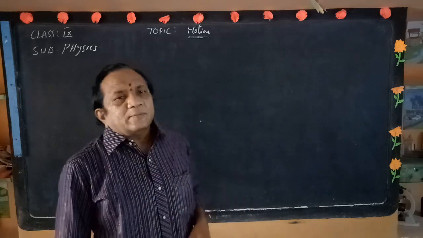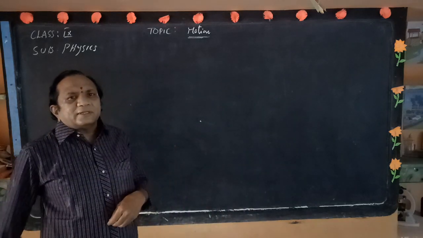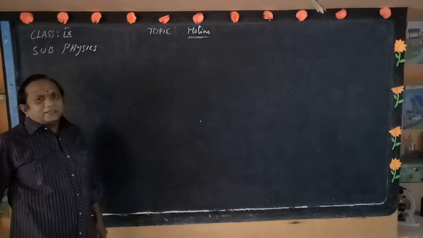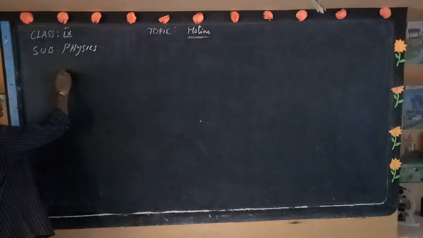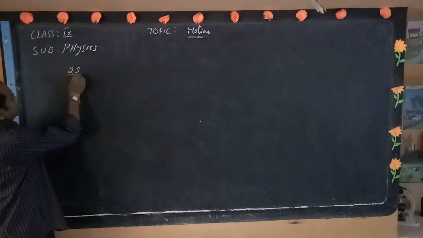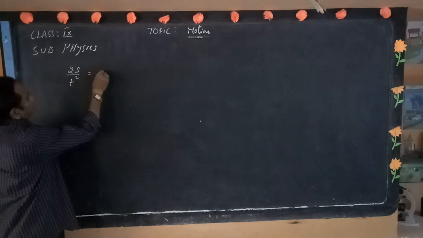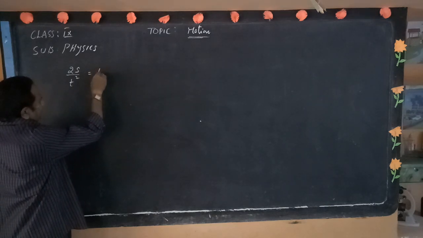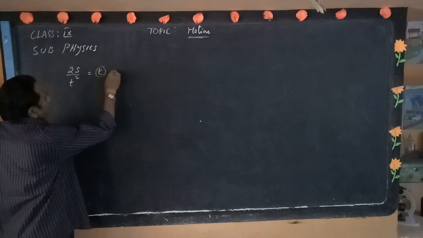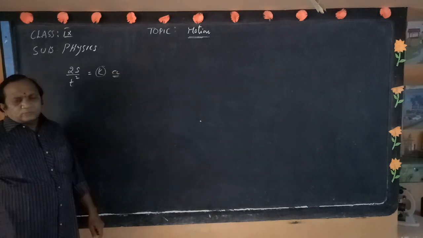In the previous class we discussed three derivations and one simple experiment. In this experiment, what we have proved is 2s by t square is equal to constant. So the constant is k, I will write. Instead of k, we can write acceleration a also.